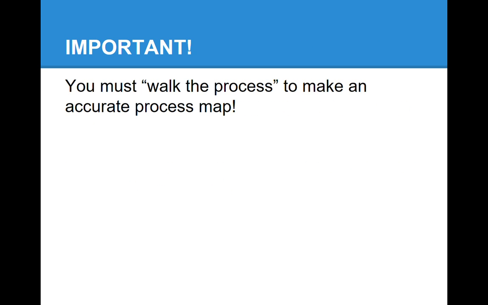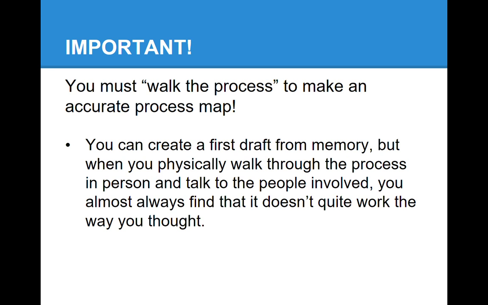Here is a very important point about making a process map, and I'll say this again later in our lecture. You must walk the process in person in order to make an accurate process map. You can create a first draft from memory and brainstorming with your team early in the project, but when you physically walk through the process in the location where it happens and talk to the people involved, you almost always find that it doesn't quite work the way you thought it did.